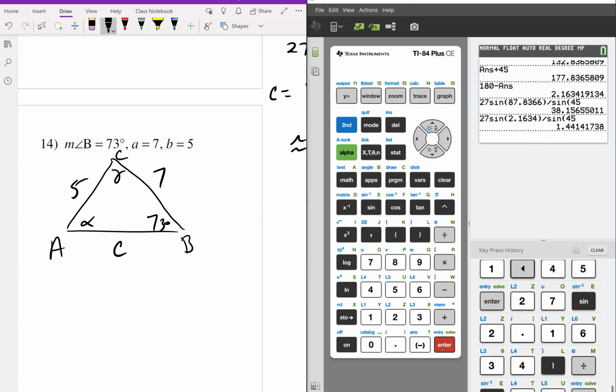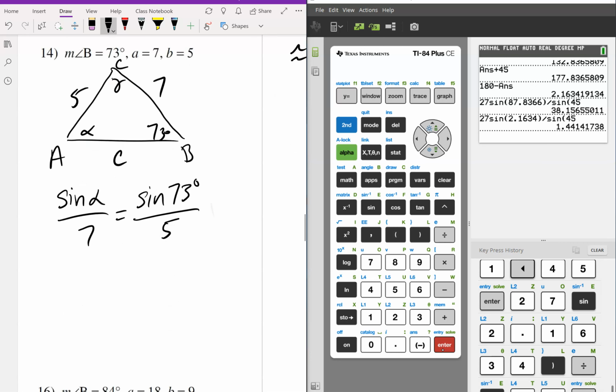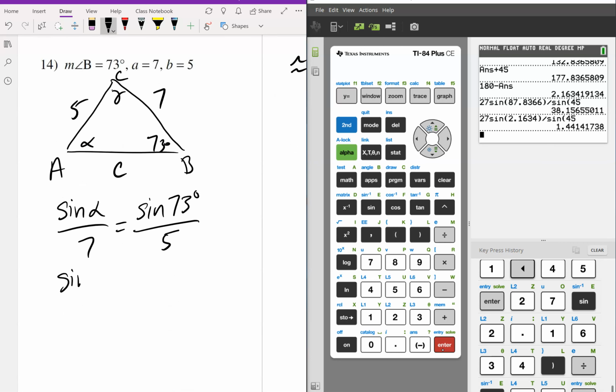Again, in this particular one, we're going to need to find alpha first. So we have sine of alpha over 7 is sine of 73 degrees over 5. That's sine of alpha over A equals sine of beta over B. First, get sine of alpha by itself. So 7 sine of 73 over 5. And then do the inverse sine.